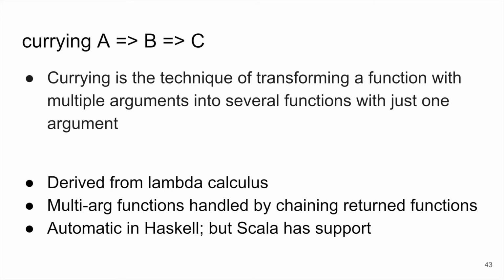Currying is the technique of transforming a function with multiple arguments into several functions with just one argument each. This is derived from lambda calculus. The way multi-argument functions are handled is by chaining return functions, and we're going to look at an example on the next slide.